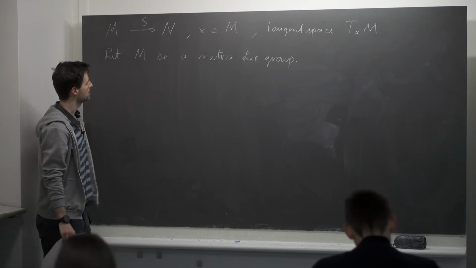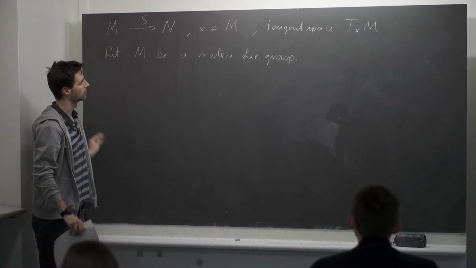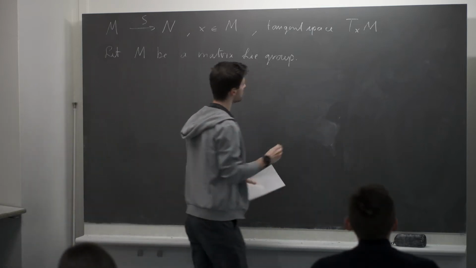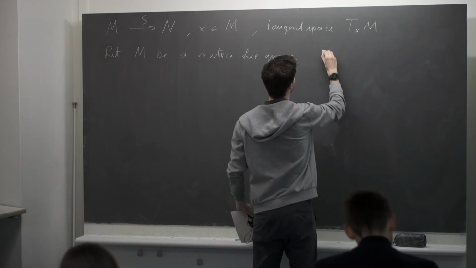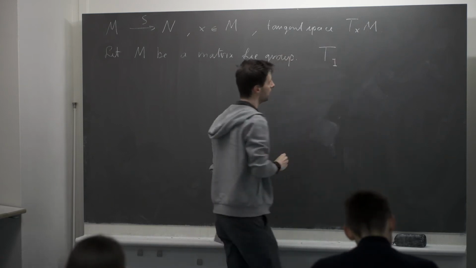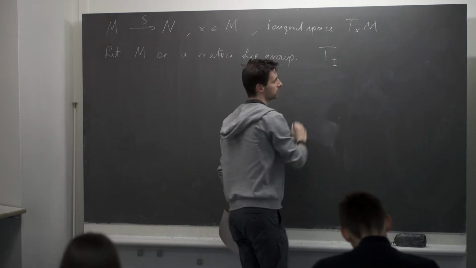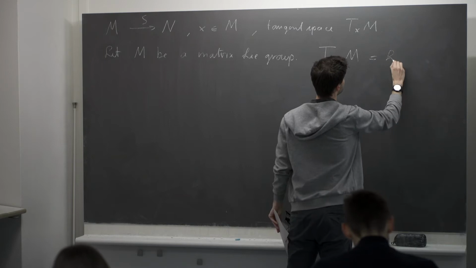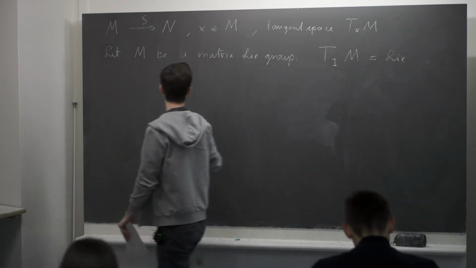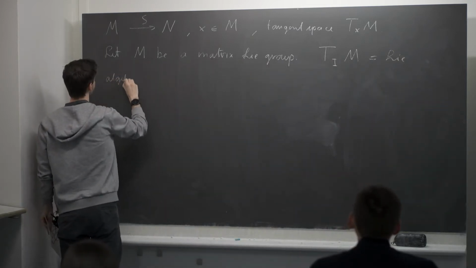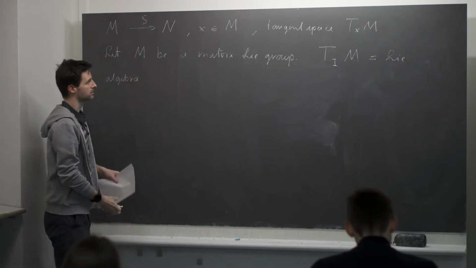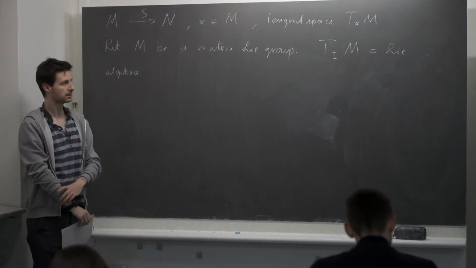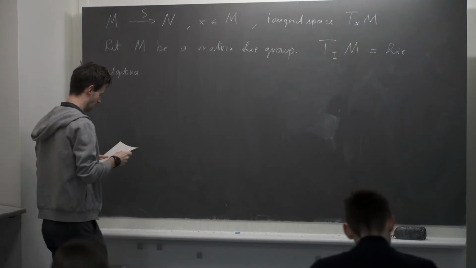Many Lie groups are matrix Lie groups, and we are interested in particular in the group of orthogonal matrices. It has an identity, which I call I. It's a distinguished point on your manifold. It's the identity of the group, and the tangent space at the identity is called the Lie algebra. It's a linear space. It's the Lie algebra associated with the Lie group M.